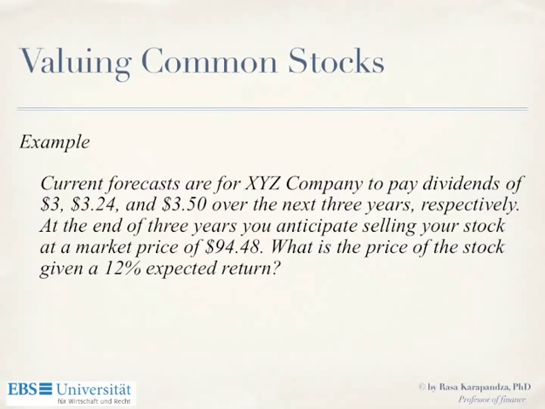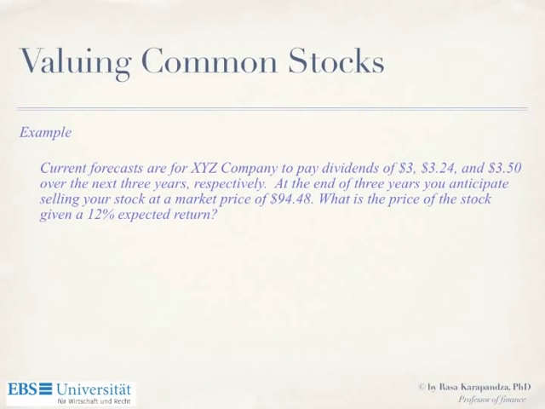So this is an example. In this example, the analyst tells you you will receive a dividend of $3 in a year from now, $3.24 in 2 years from now, $3.50 in 3 years from now, and in 3 years from now you will be able to sell this stock for 94.48. And let's say that this company is as risky as other companies that offer you 12% return. Then the fair price of this company, we would calculate it just like the present value of any cash flow stream.